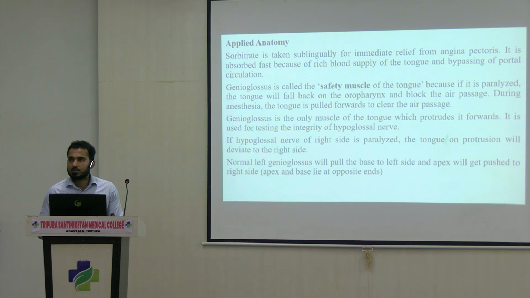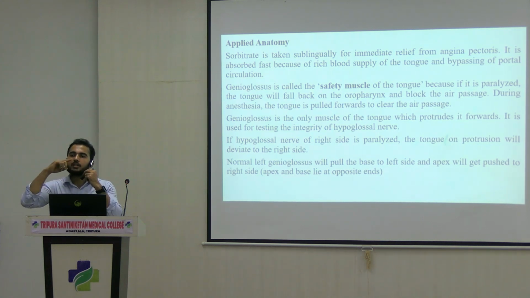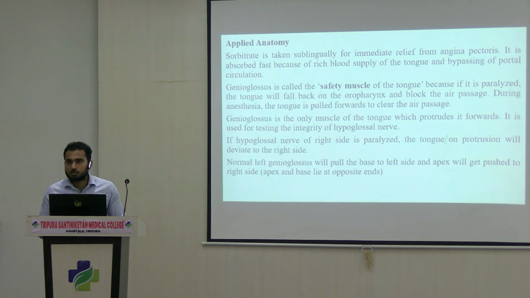So whenever a person is having angina pectoris, at that time what is done? Sorbitrate tablet is given sublingually. What is the meaning of sublingual route? That means you will ask the patient to elevate the tongue and you will put the tablet below the tongue. You will not ask the patient to swallow it. So the patient will elevate the tongue and you will put the tablet just below the tongue. So that is the sublingual route.